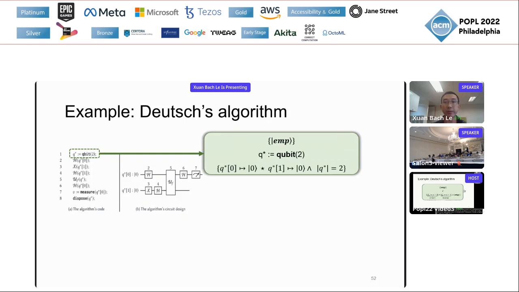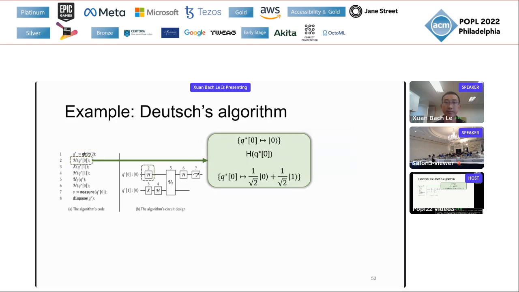Starting from the precondition M, we apply the allocation rule to derive the postcondition of Q0 and Q1, in which their states are initialized to 0 and therefore are separable. And notice that in the postcondition, we also have the size condition, which basically says that the length of the array Q is 2, for accounting purposes. We then use the frame rule to do local reasoning for the transformations of Q0.